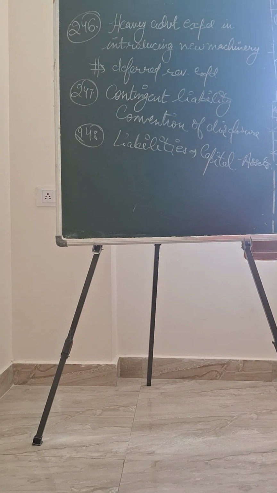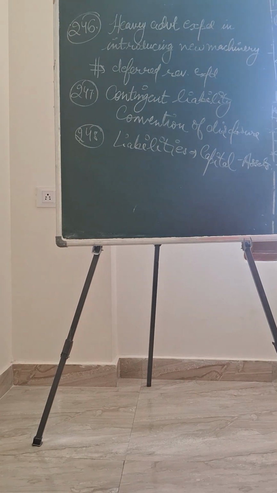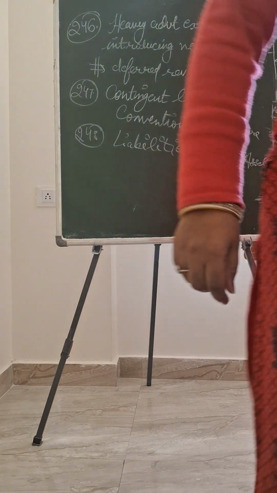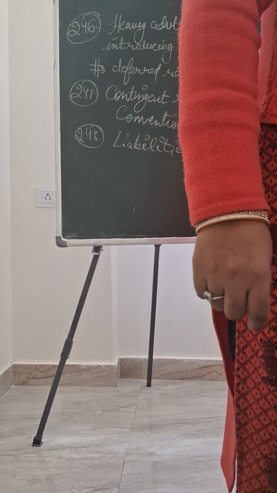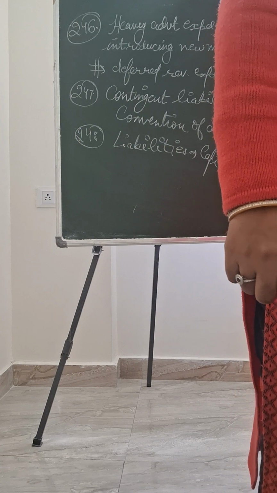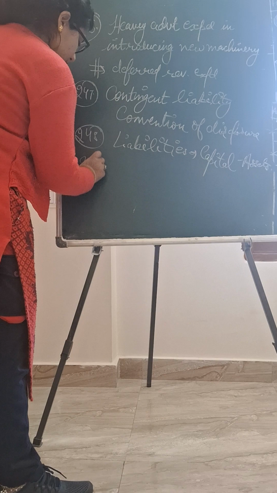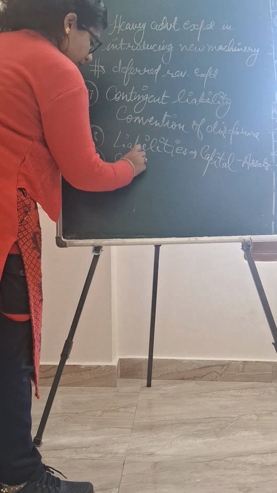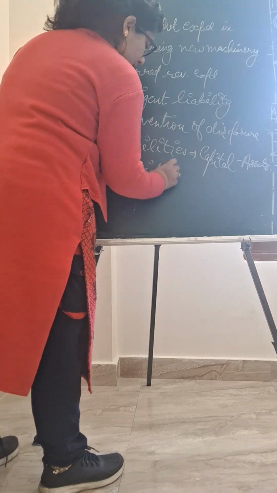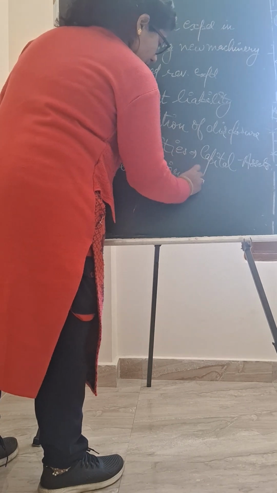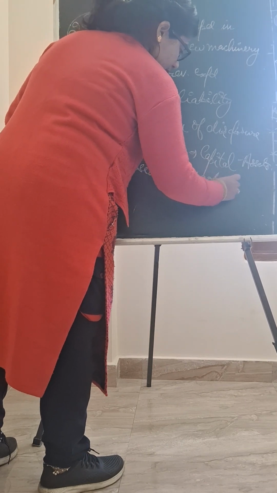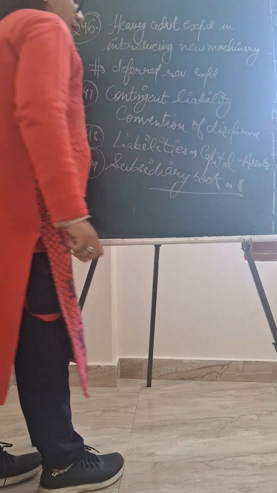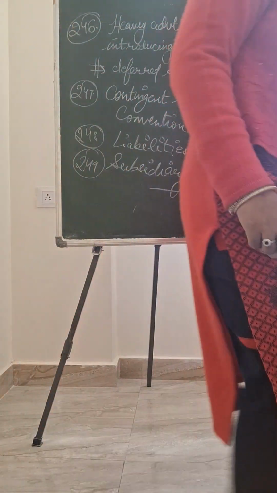Purchase account is which account? Purchase account is a real account. Next question, subsidiary books can be divided into how many types? 8 types. The types of subsidiary books is equal to 8.